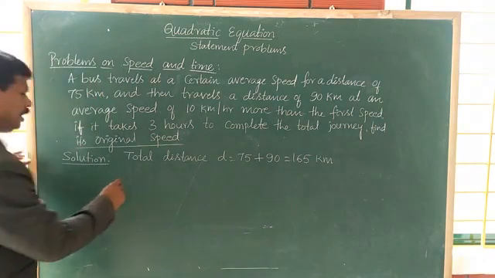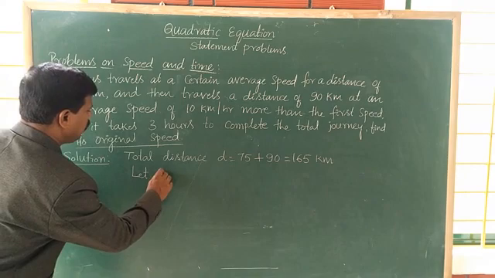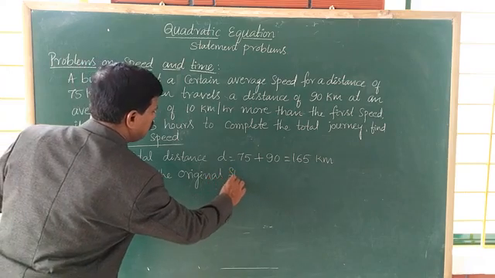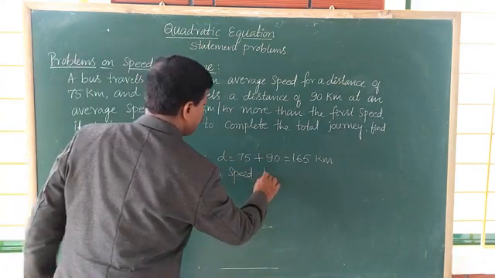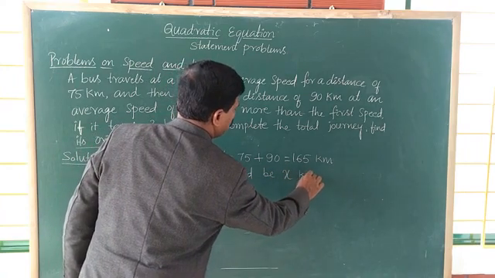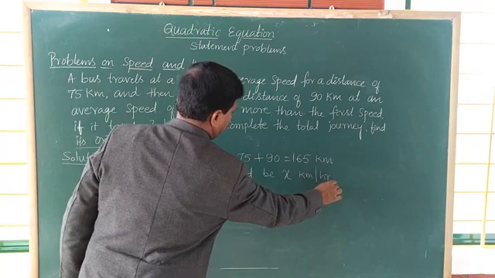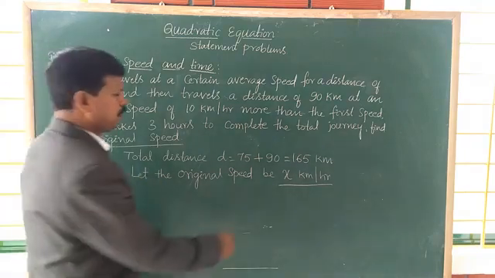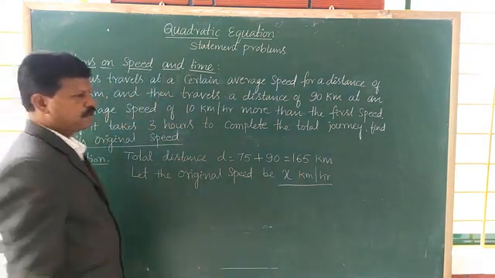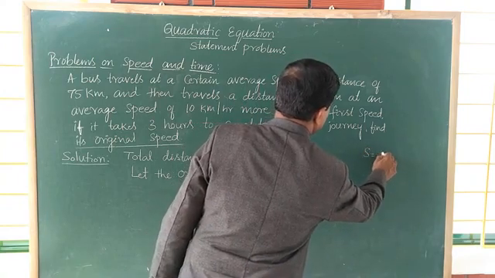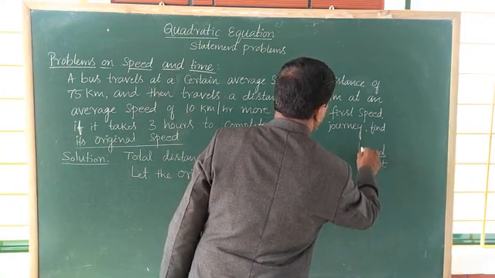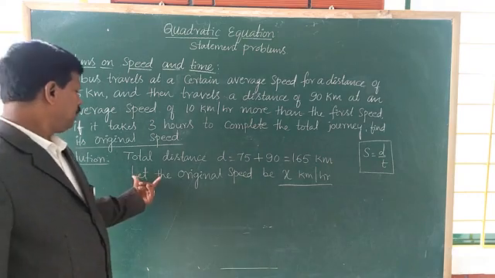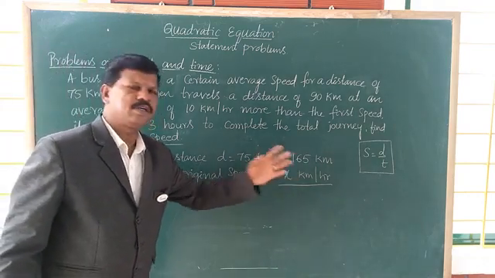Now how to take this? Let the original speed be x kilometers per hour. Let us take the original speed of the bus. So here you know that in physics, s is equal to d by t. That means speed is equal to distance traveled divided by time taken.